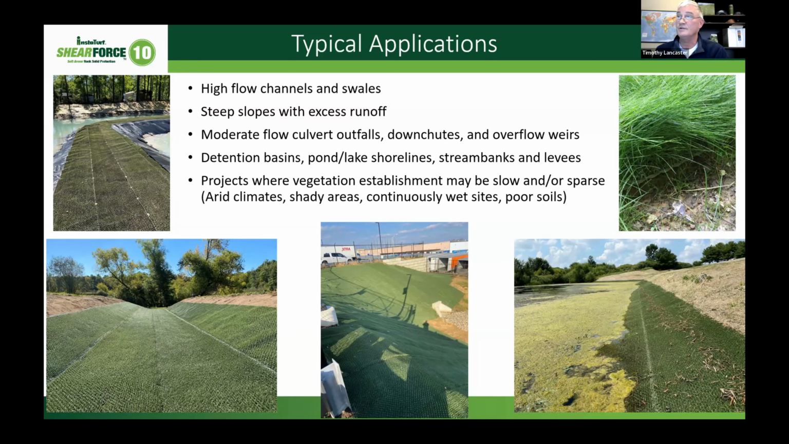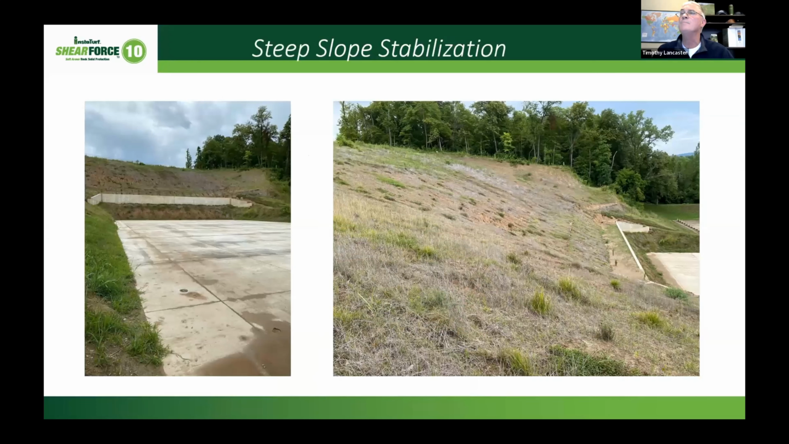Products are also used in culvert outfalls, steep down chutes, for pond and lake shoreline protection, and also areas where you may just not get real good vegetation growth, whether that's because of a lot of shade in the area, a very dry area, or just really poor soils. This product can provide that supplemental erosion protection around whatever vegetation you do get growing in that area.